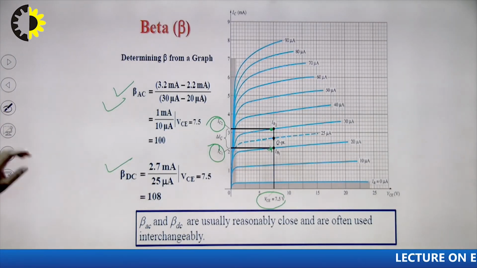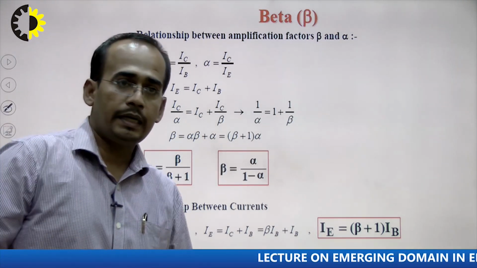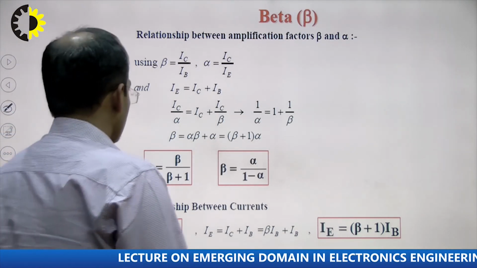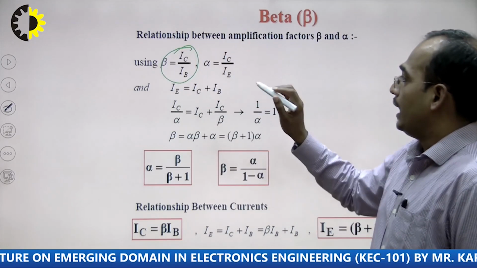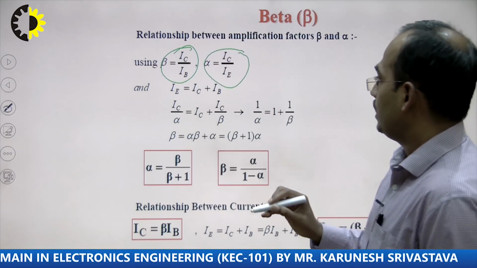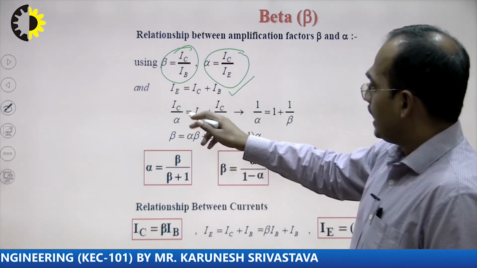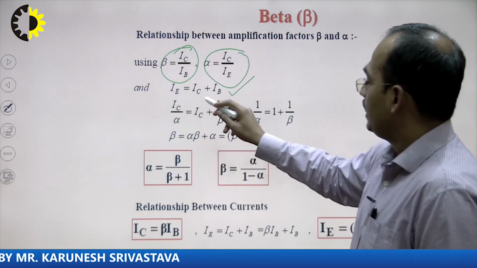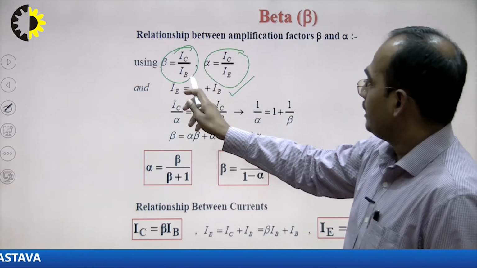So what is the relation between beta and alpha? The current gain of common emitter configuration and the current gain of common base configuration. As you know, beta is the current gain of common emitter configuration, so beta is equal to IC by IB, and alpha is the current gain of common base configuration, IC upon IE. As you know, IE is nothing but IC plus IB. So I can write IE is equal to IC by alpha is equal to IC plus IB, writing IB in terms of IC. I can write IB is equal to IC by beta.